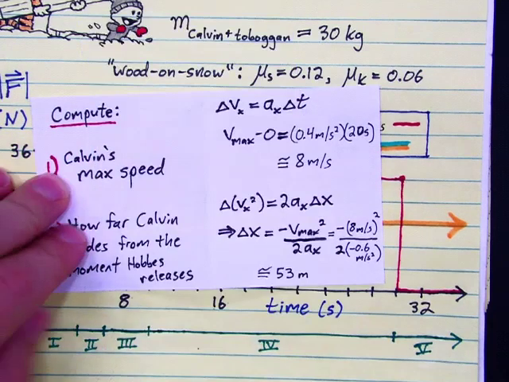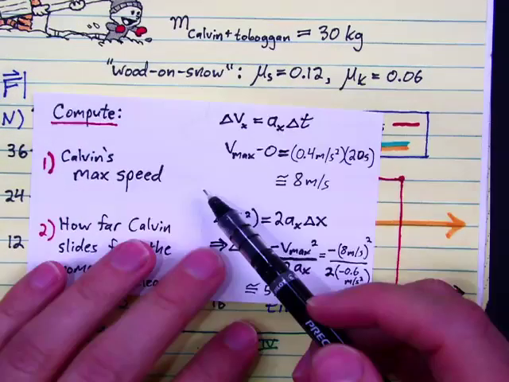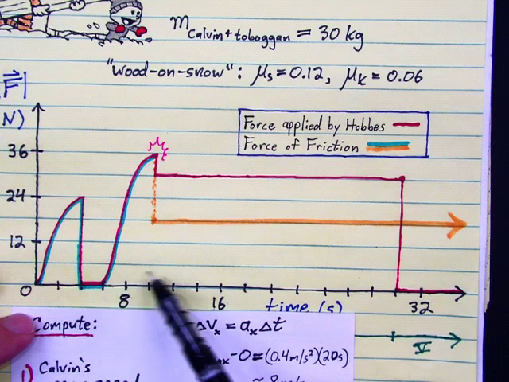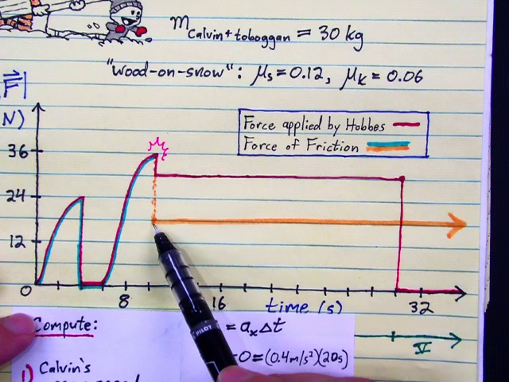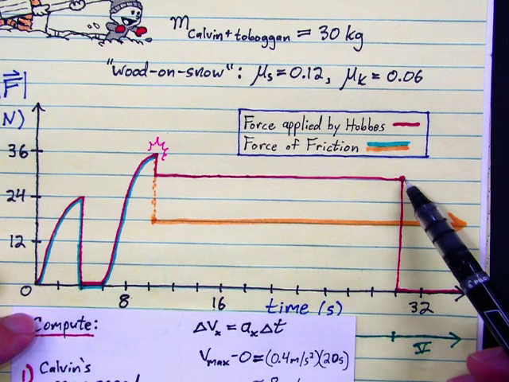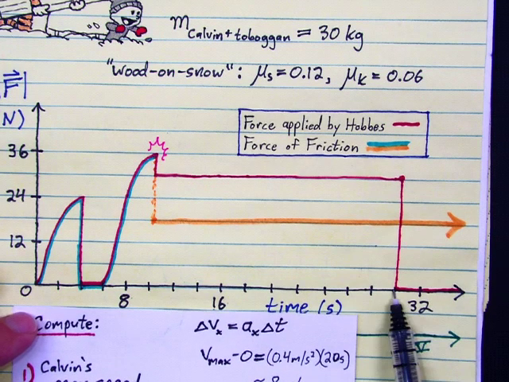Good old kinematics. You can pull out your guess strategy, and as Calvin hits his max speed, when does that happen? Well, Calvin's at rest this whole time. Then here he starts to move. He's accelerating this whole time, speeding up, so he must hit his max speed right here just as Hobbes releases. So max speed is right there.